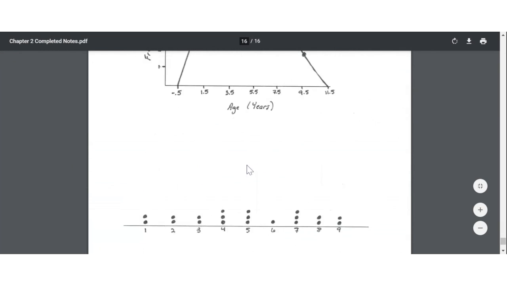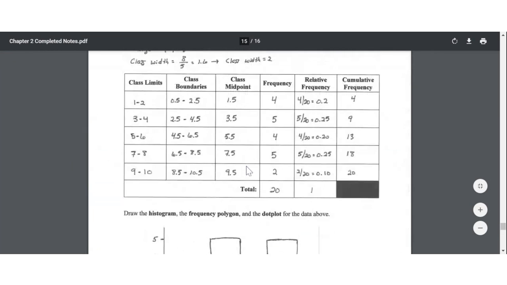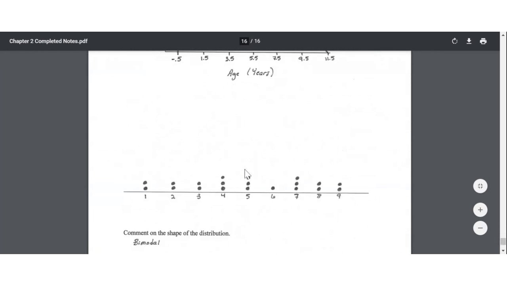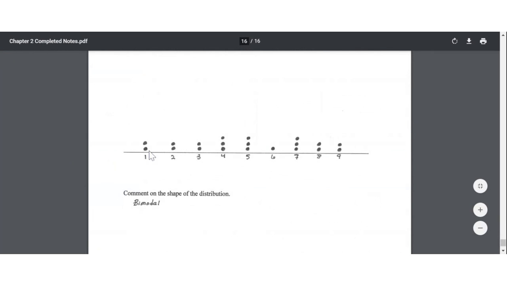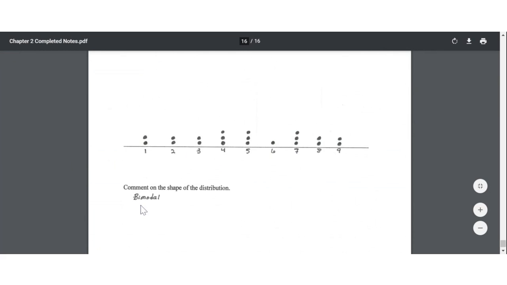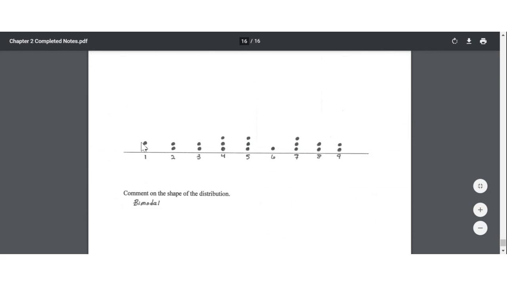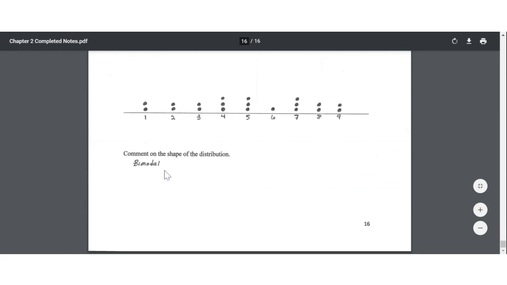So the next thing we want to do is draw a dot plot. I did that here. We have 2 1s, 2 2s, 2 3s, 3 4s, 3 5s, 1 6, 3 7s, 2 8s, and 2 9s. Then I ask you to comment on the shape of the distribution. If you draw something over it, it ends up looking like a hump here, down, then a hump here of the same height, and then back down again. So the distribution will be bimodal.